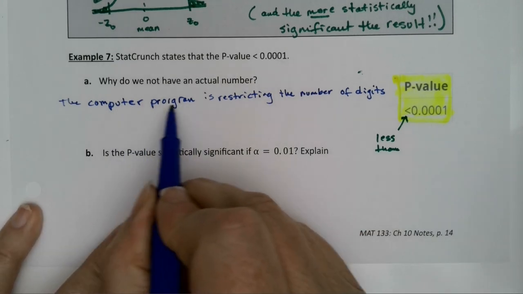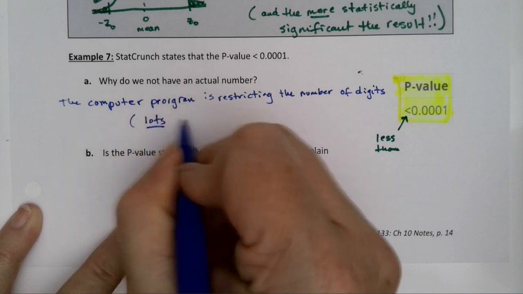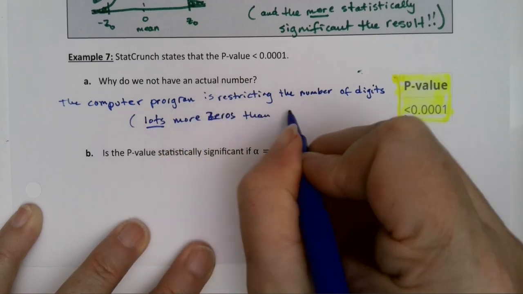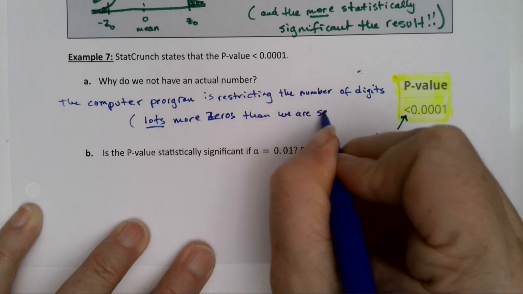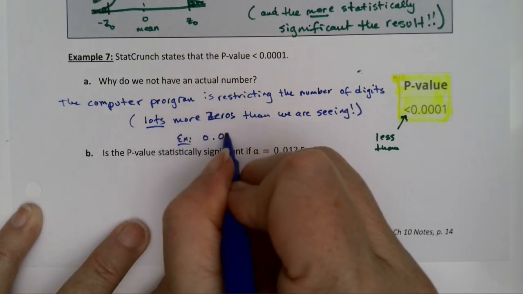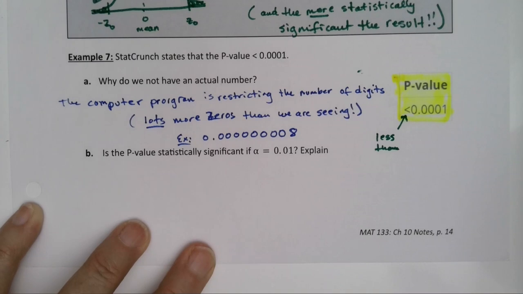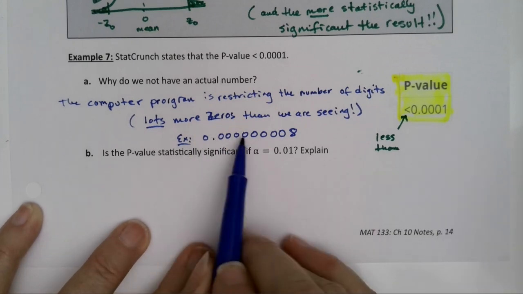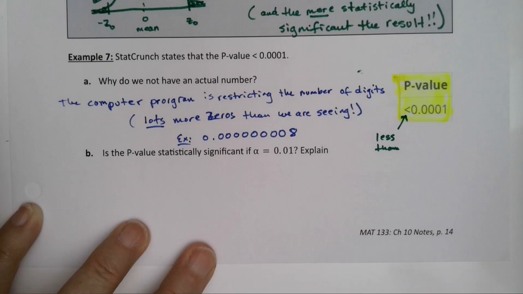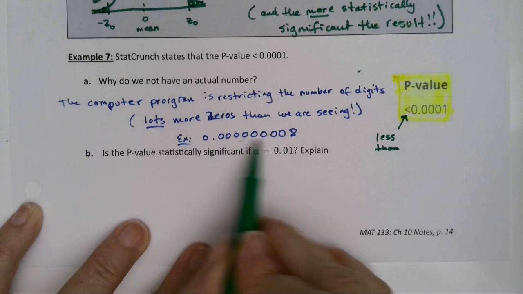So the computer program is restricting the number of digits. There are lots more zeros than what we see. So for example, it's 0.000000008. It's not going to do that. It's too many zeros. It's like, nope, I don't want to write anything with that many zeros in it. So it's saying instead it's less than 0.00001, which this is. This value is smaller than that.